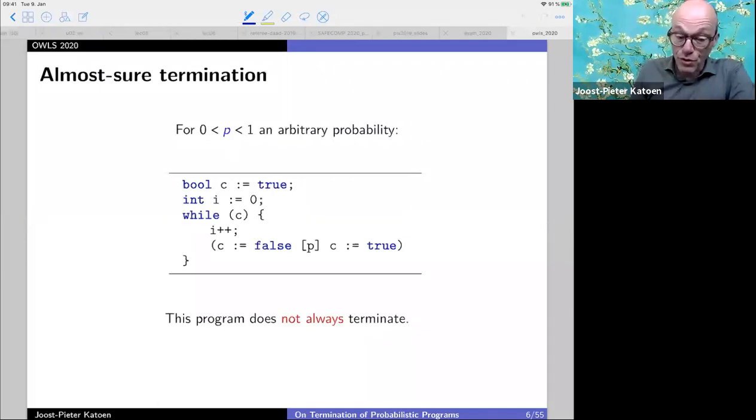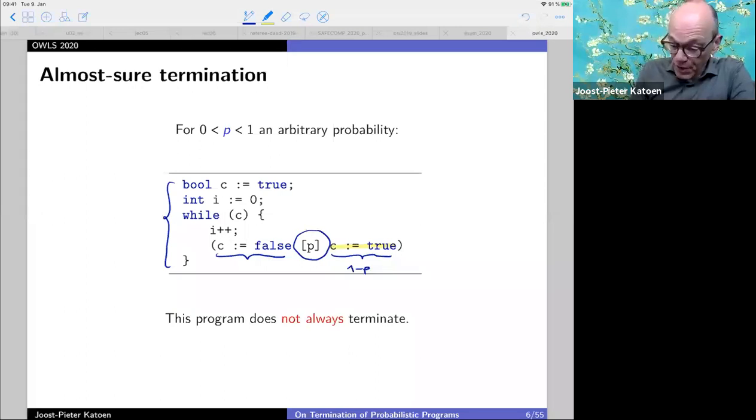Then let's look at a notion which is called almost sure termination. So consider the program in the middle, where we have a Boolean variable, initially true, and the Boolean variable is used to control the termination of the loop. So as long as the Boolean value is true, we iterate the program. And in the program, we flip a biased coin. And with probability P, we set C to false, which means we're going to terminate the loop. Or with probability 1 minus P, we're going to take another iteration. And for the rest, this program has a counter, I, which counts the number of iterations. Now, this program does not always terminate, because there is the hypothetical case that infinitely often we flip the coin, and infinitely often C stays true, and that means that infinitely often we will take the loop. The probability of this behavior happening is 0, but it is possible.